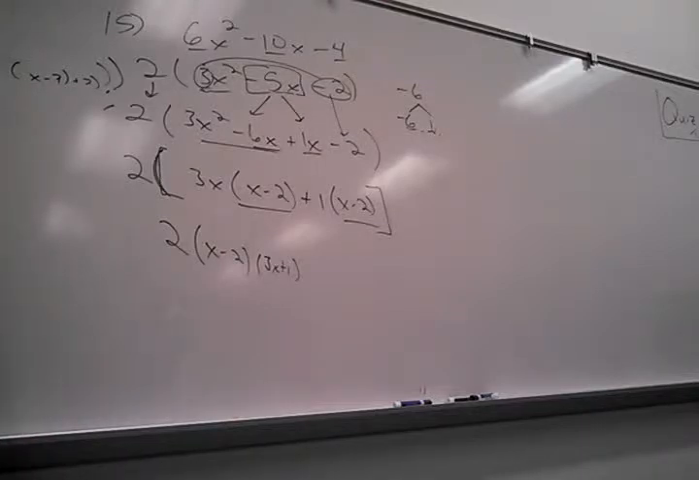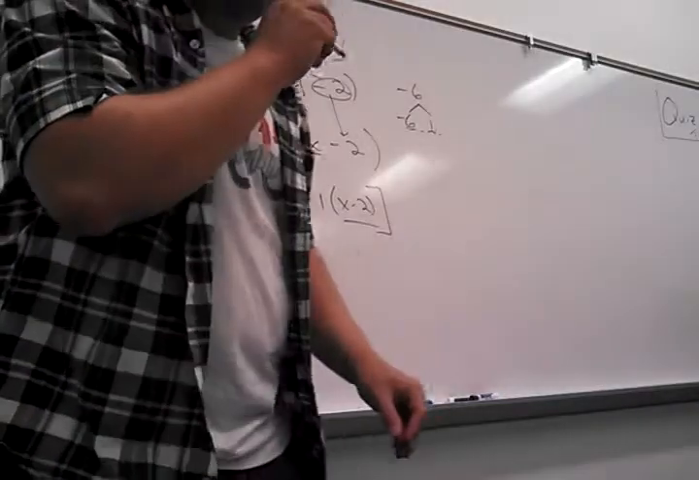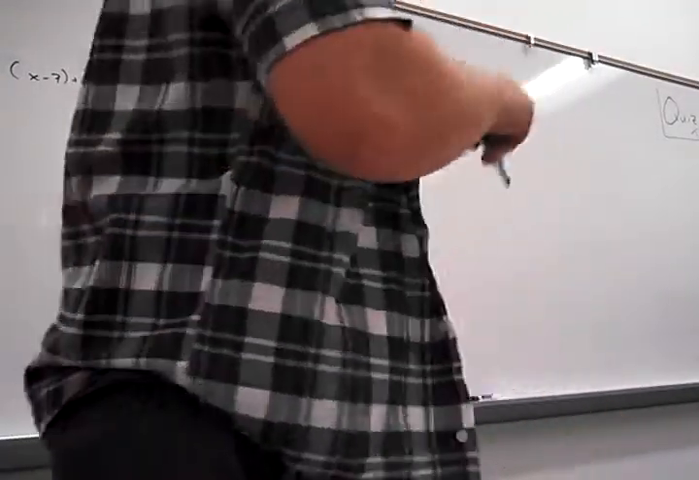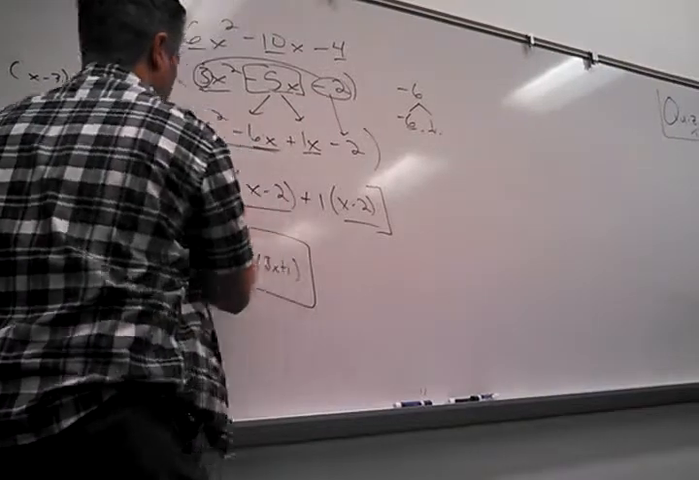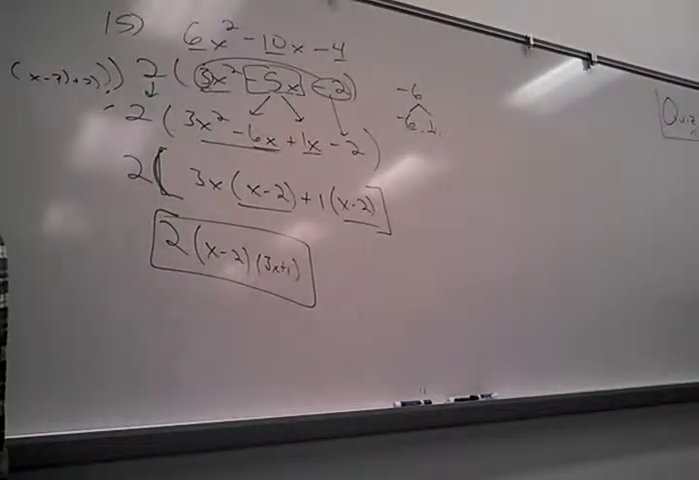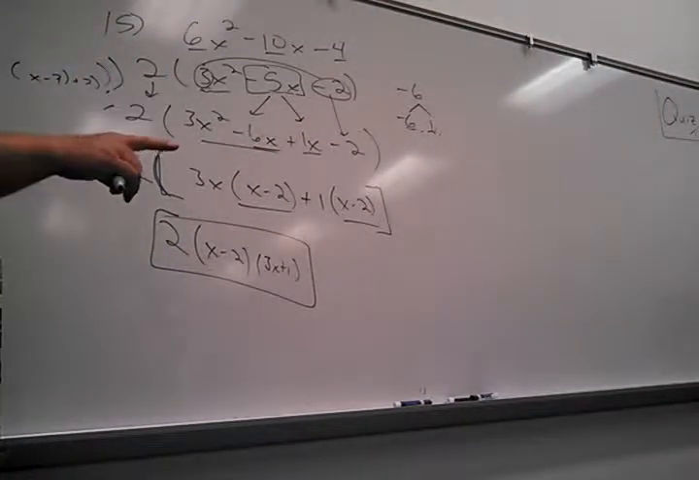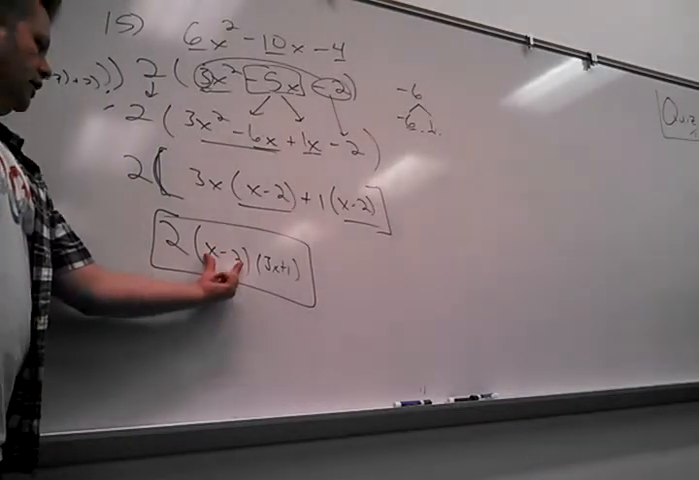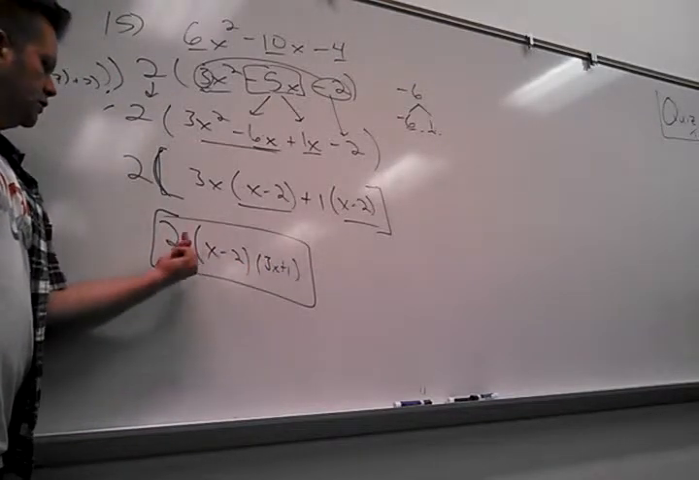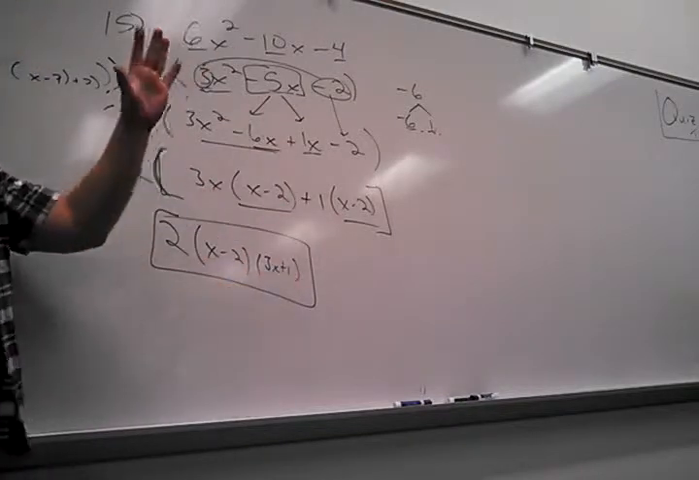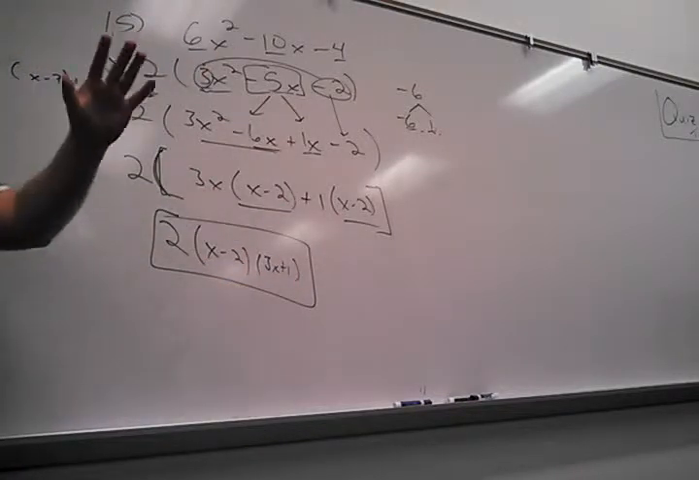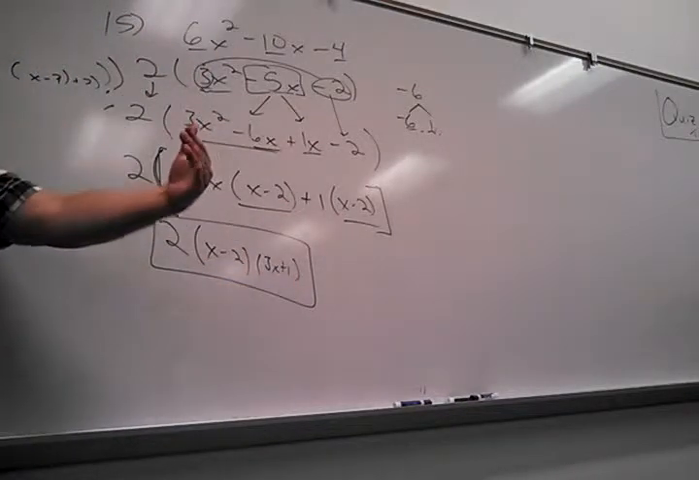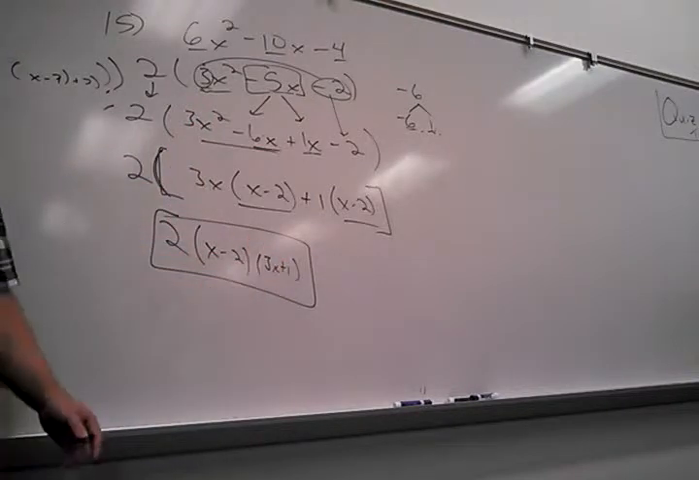Can you do number 30 from that same page? Is that the final answer? Yeah, that's it. How do you know you're done? That's how you know you're on the right track. None of this can go any further, and it's just 2 times this times that. So I know I'm done, because nothing goes any further, and I only have multiplication in between my factors here, right?